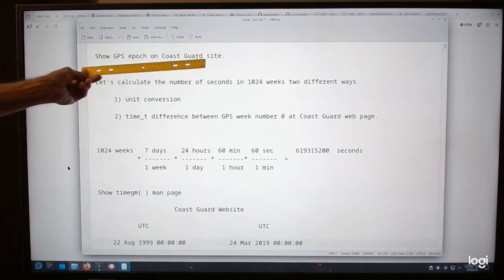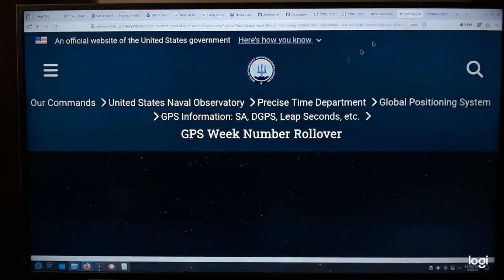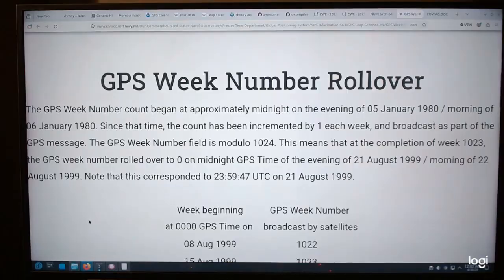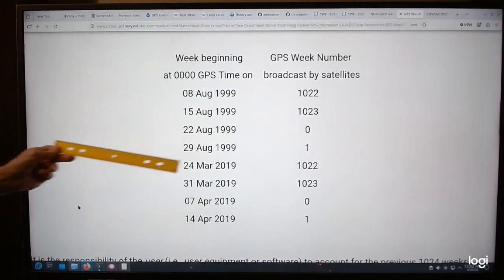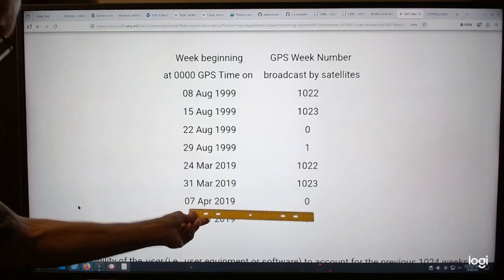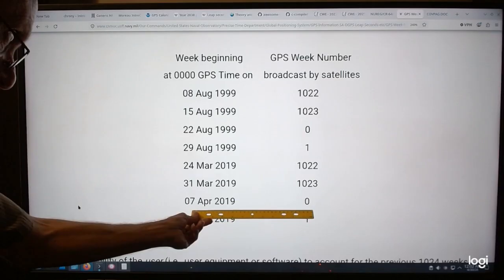Now, the Coast Guard, they have a site. Let me kind of show you the site that I'm talking about. This is it right here. And they give you some information on the GPS week rollover number, and they give you the dates right here. So that was one rollover, and then in 2019 there was another rollover.